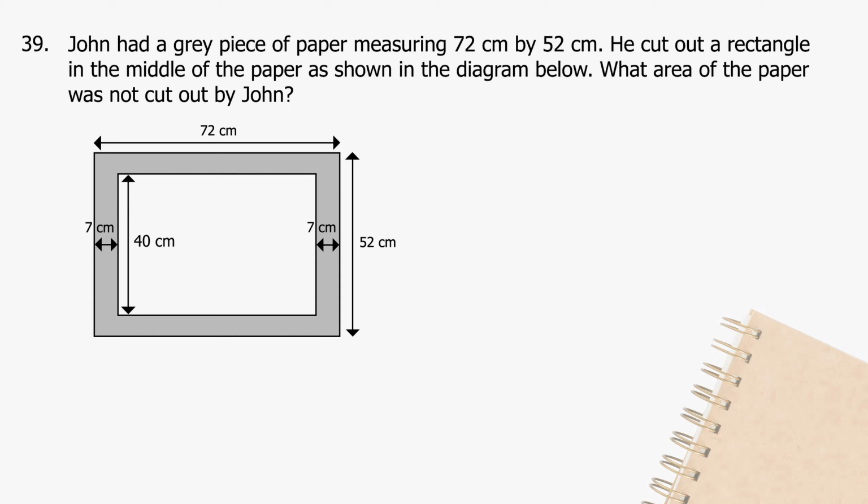Question 39. John had a grey piece of paper measuring 72 cm by 52 cm. He cut out a rectangle in the middle of the paper, as shown in the diagram below. What area of the paper was not cut out by John?